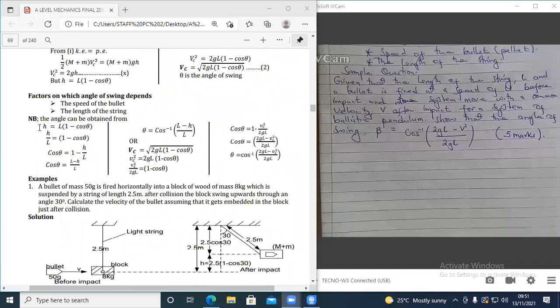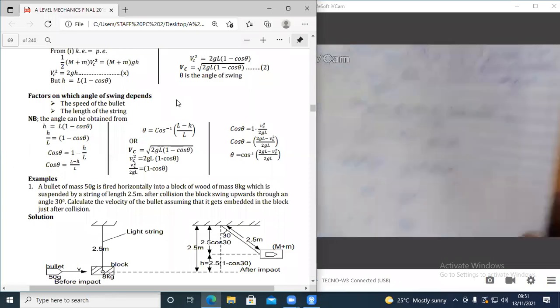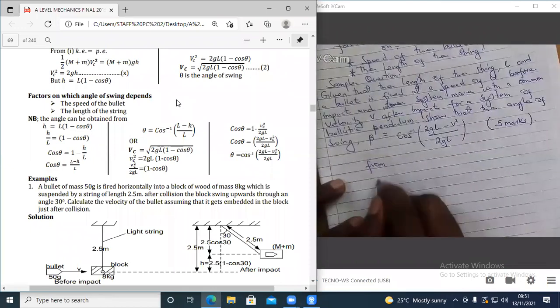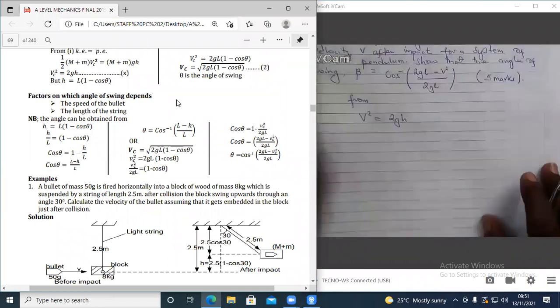The answer is got from here. This one I'm highlighting here is from there. So it's just a matter of making cos theta the subject. So for this case, I'm just going to take a shortcut from v squared equals 2gh.